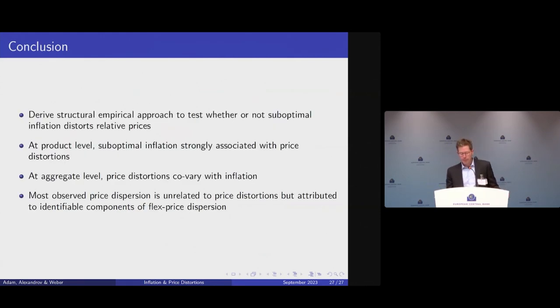So what did we do? We derived a structural empirical approach to test a main mechanism in the sticky price models: whether or not suboptimal inflation distorts relative prices. We find at the product level very strong evidence in favor of this. At the aggregate level, we get positive covariation between price distortions and inflation, which is what a very simple model would predict, in which optimal inflation for all the products is in fact equal to zero, right? So this evidence is consistent even with the simple model. But of course, most of the price dispersion that we observe is not about suboptimal inflation; it's really what's going on in the flex price. Okay, let me stop here.